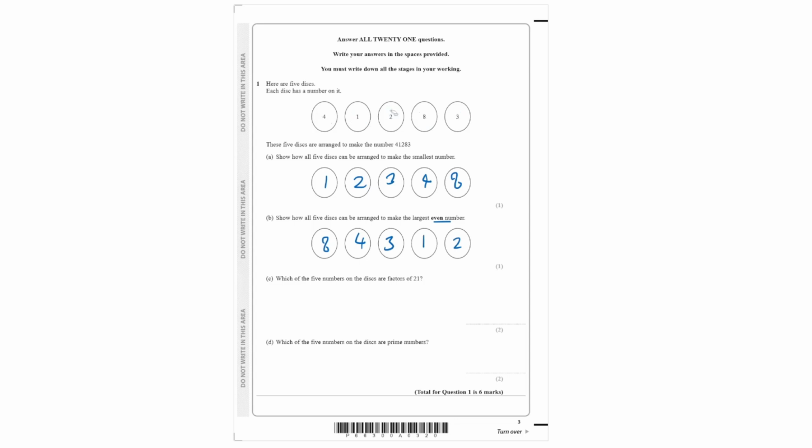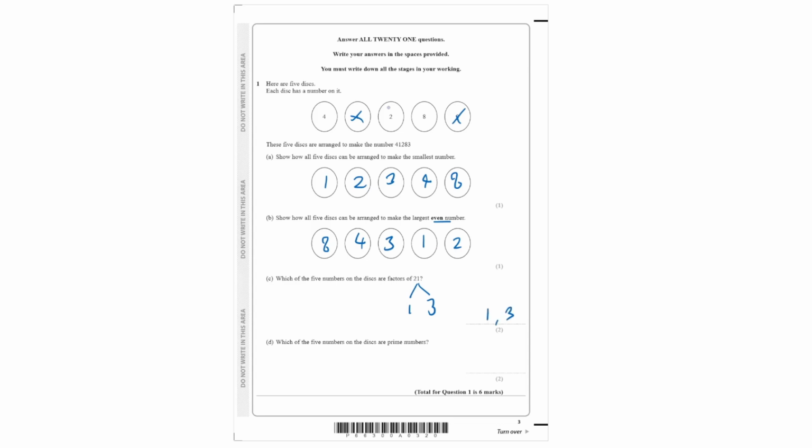Now, work out which of the 5 discs are a factor of 21. So factors means it's divisible. 21 is divisible by 1 and 3 because when dividing 21 by 4, 2, or 8, it gives us a decimal. That means it is not a factor. So we write here 1 and 3.